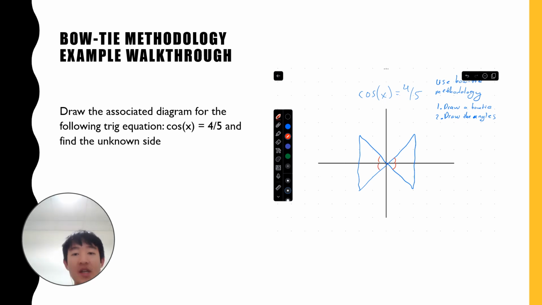So we can switch the cosine out for sine or for tangent. We can even throw inverse in there. We can change the values of the two sides. Step 1 and 2 will always be the same if you're using this bow tie methodology. Our third step is to identify which of the four quadrants we'll be working in and isolate that.